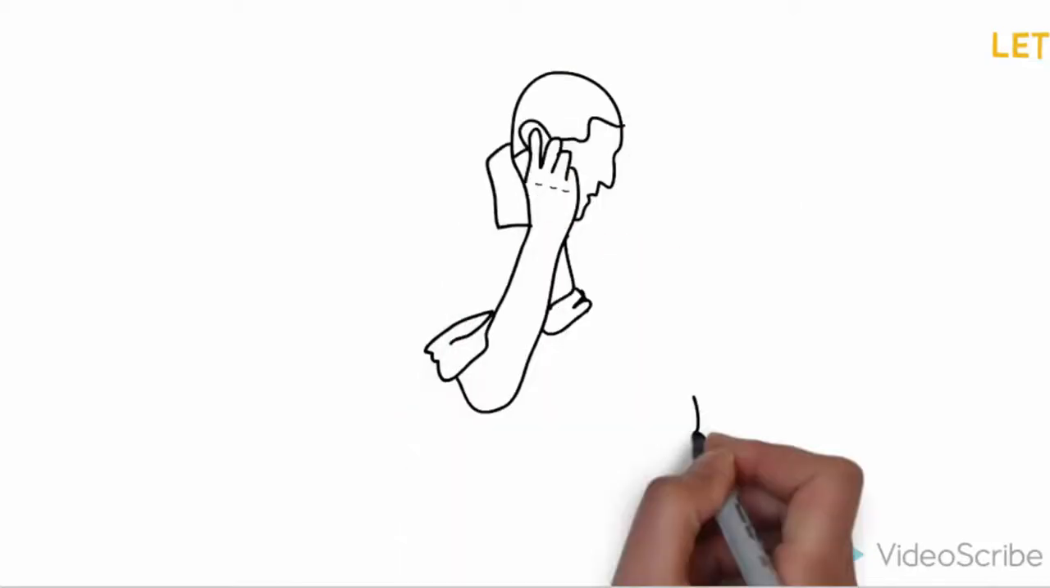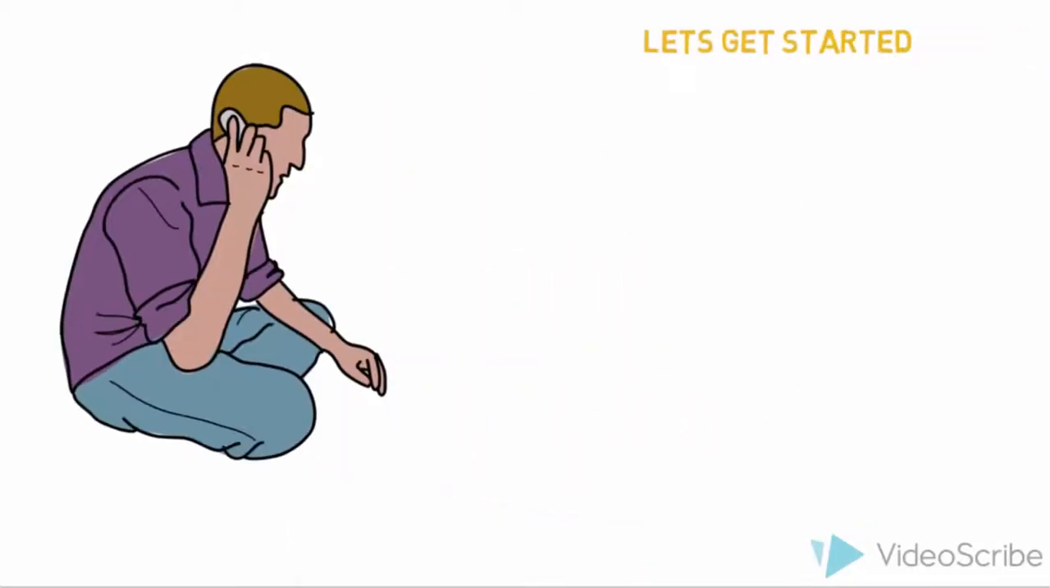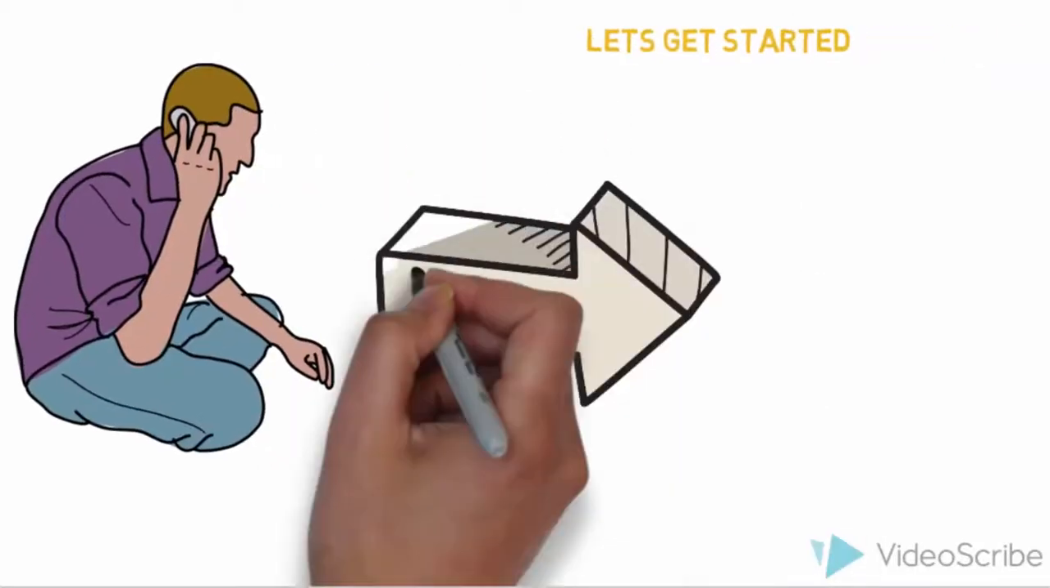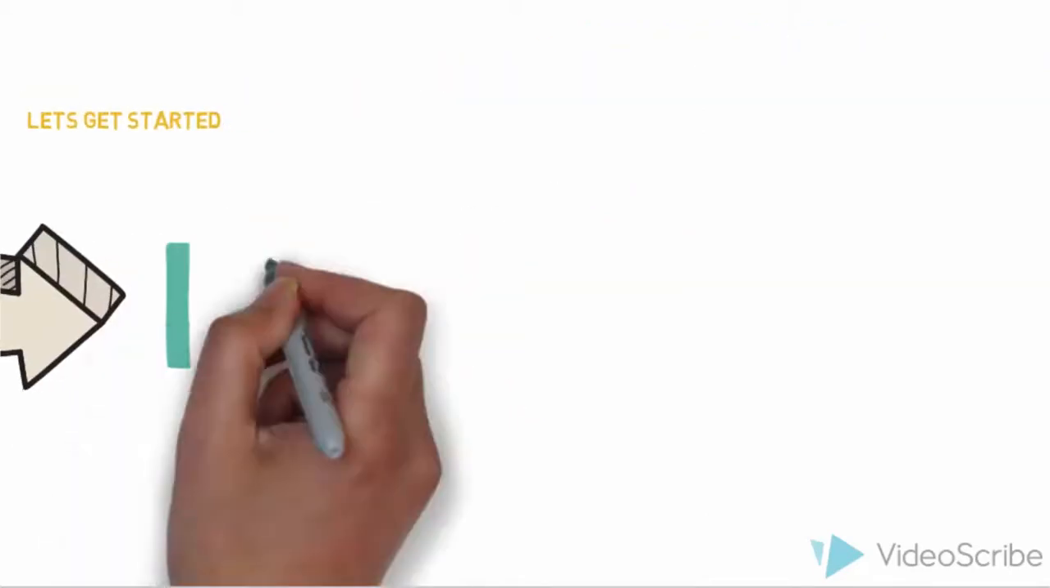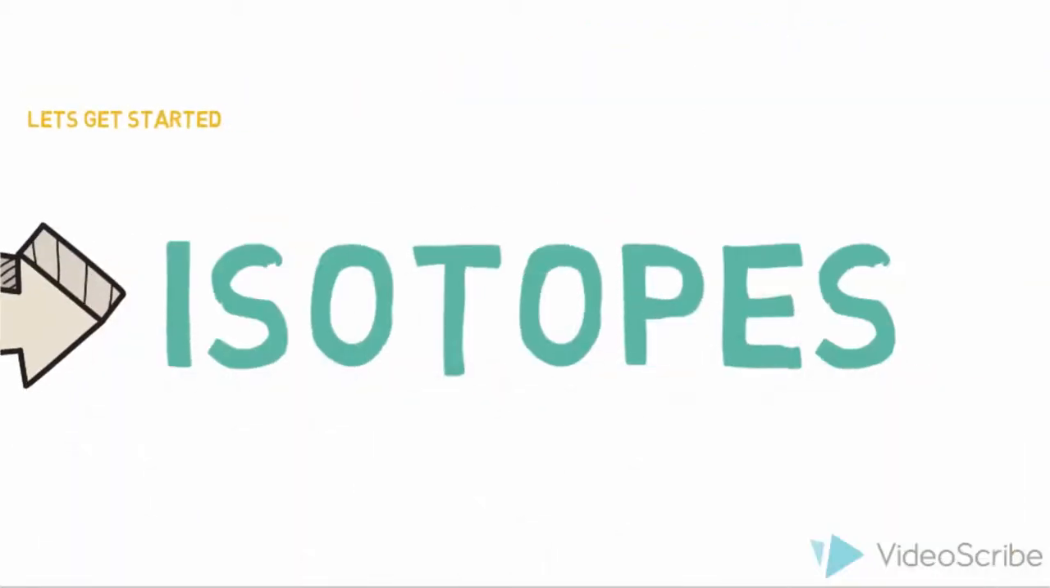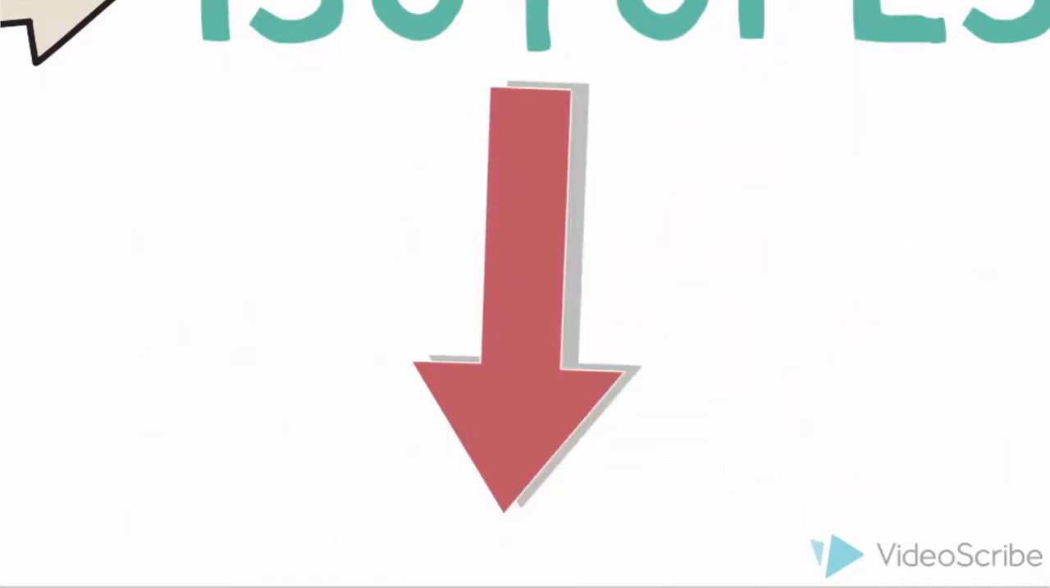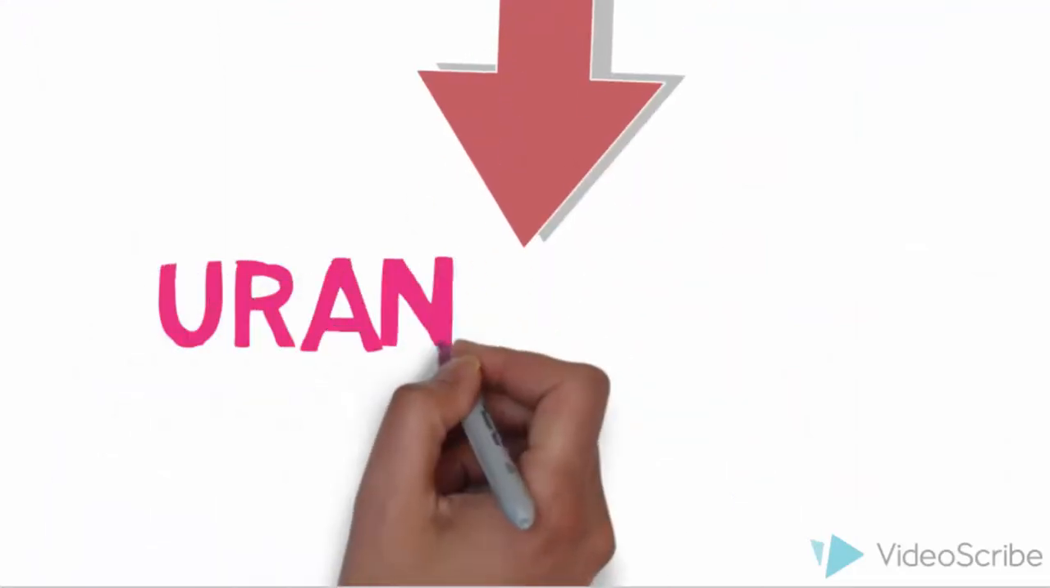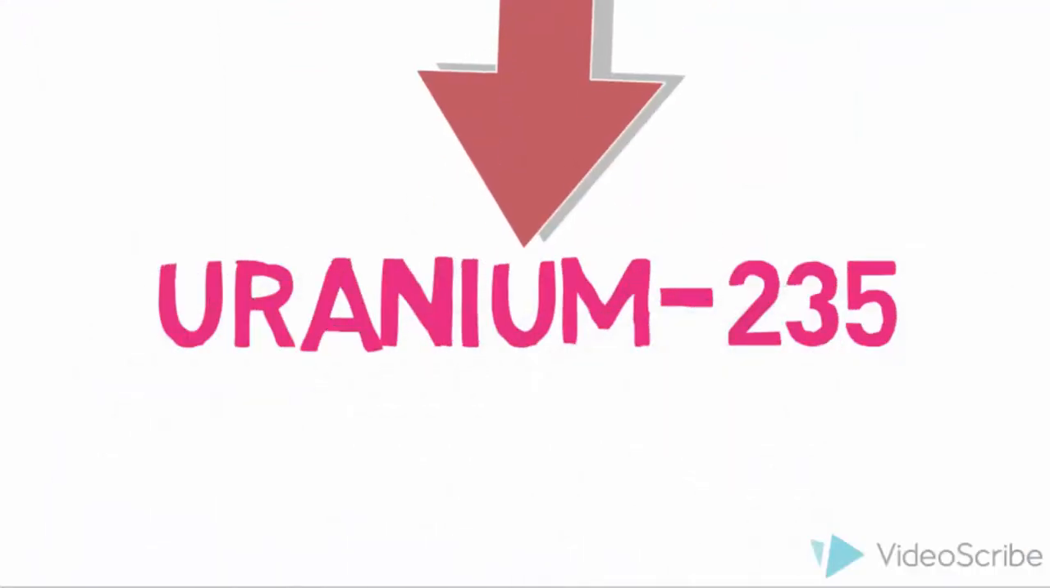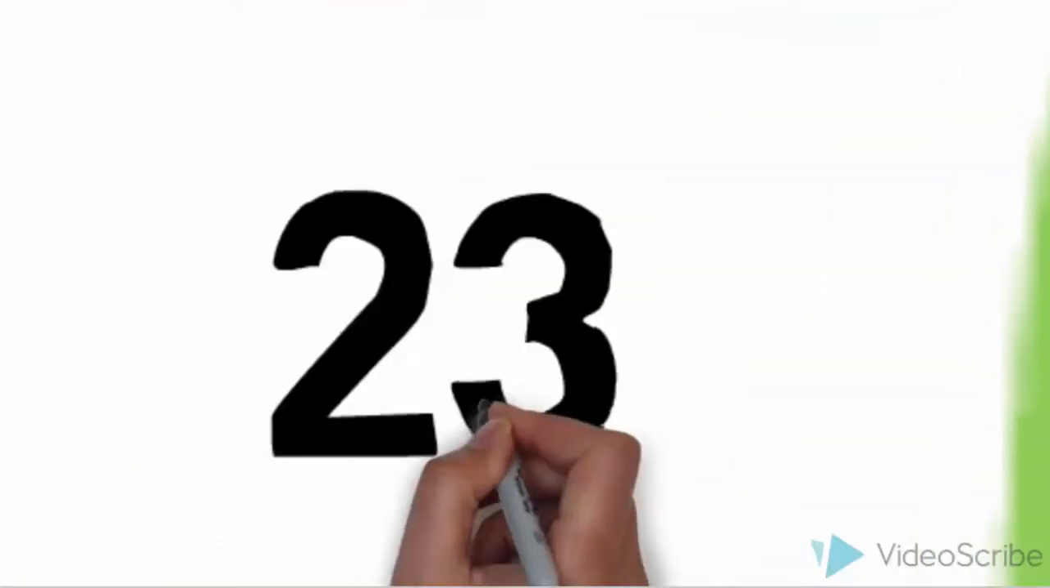Now let's get started. As you may know, we are going to be talking about isotopes. In particular, an isotope called Uranium-235. Here is the formula of uranium-235.